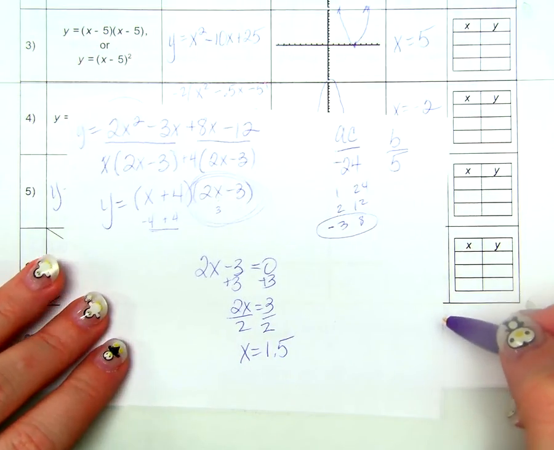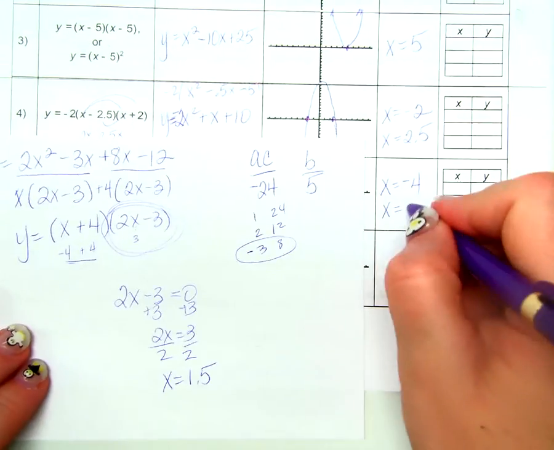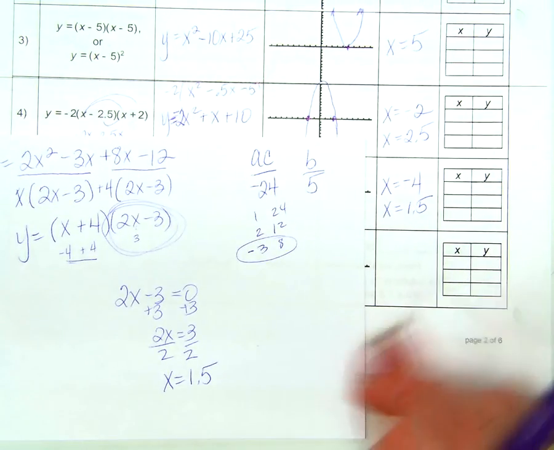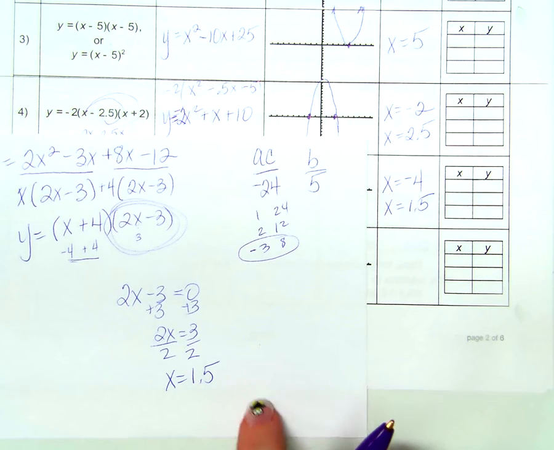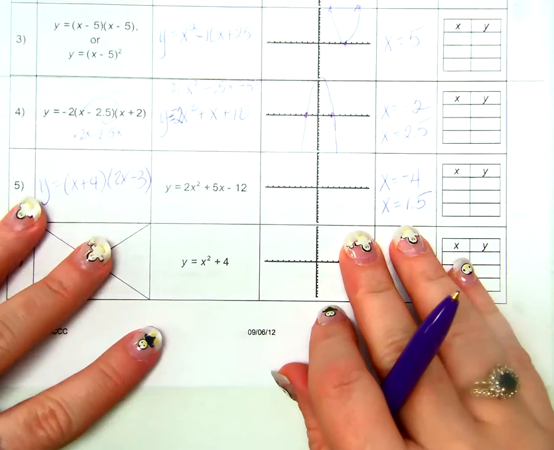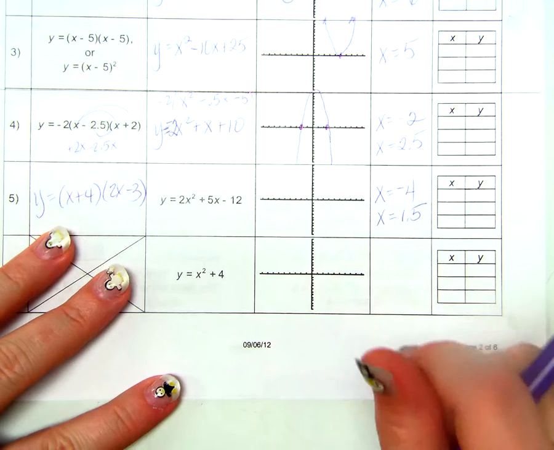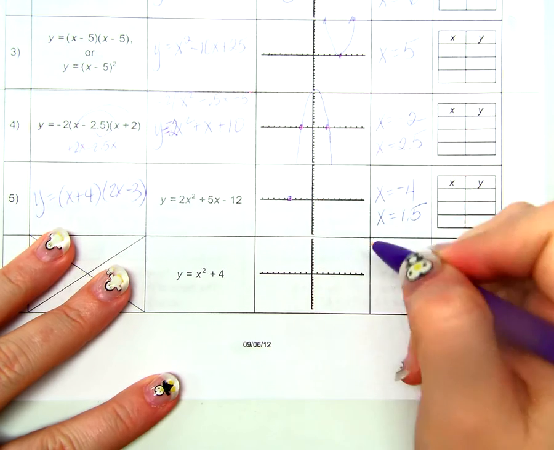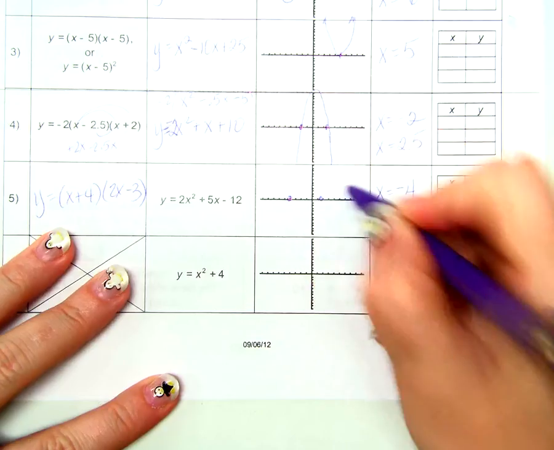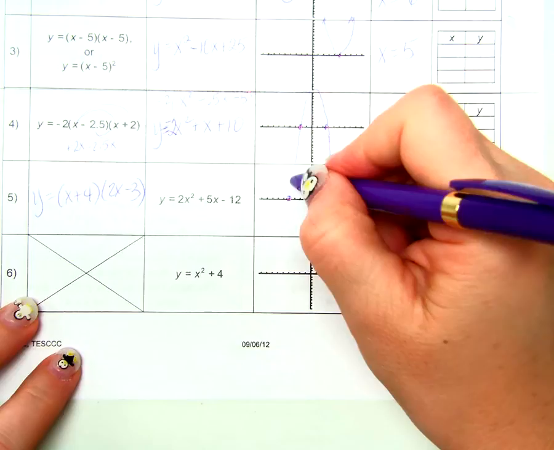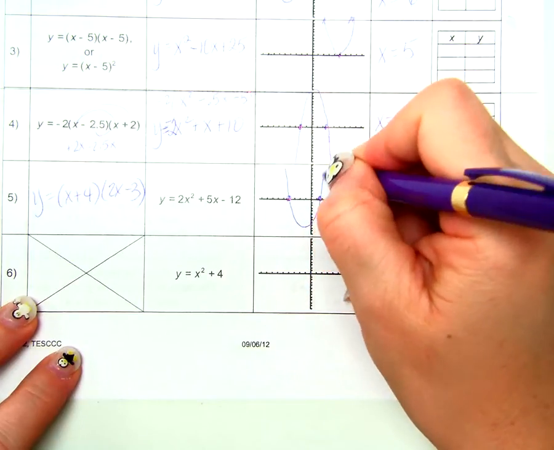So where's my other 0? 1.5. Does that make sense? Why? Any questions about it? Okay. Can I graph it? 1, 2, 3, 4, and 1.5. Does it open up or down? How do you know it opens up? It's not negative, right? That leading coefficient's not negative. So maybe something like that.